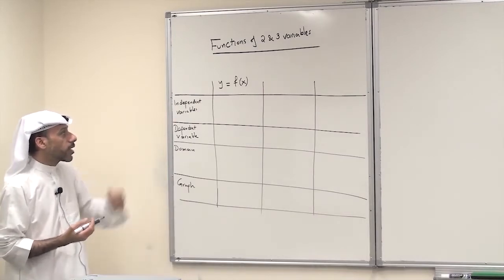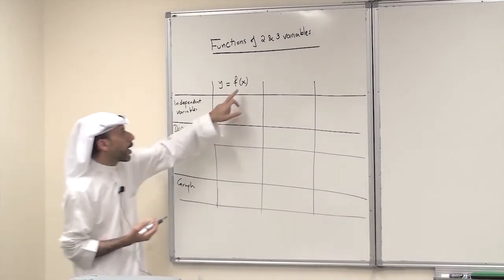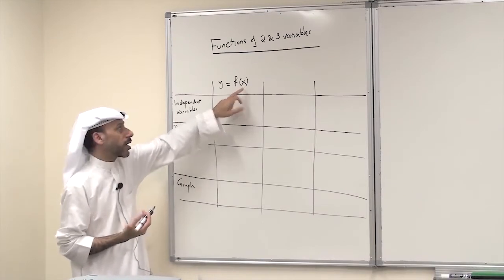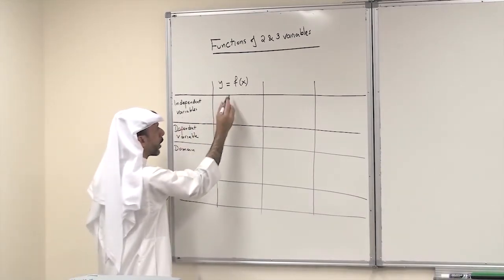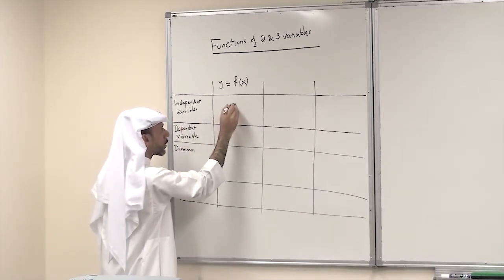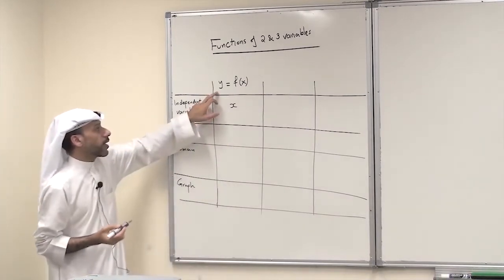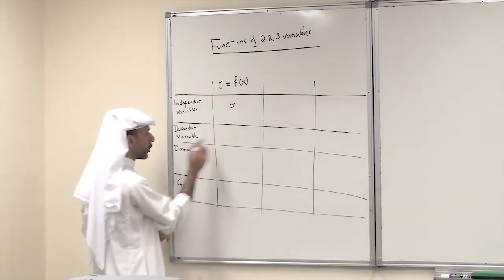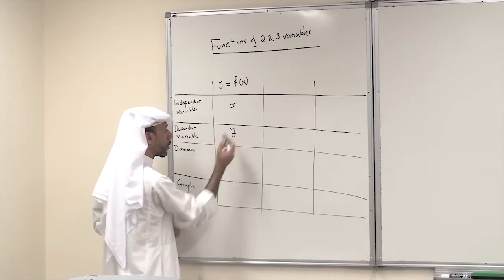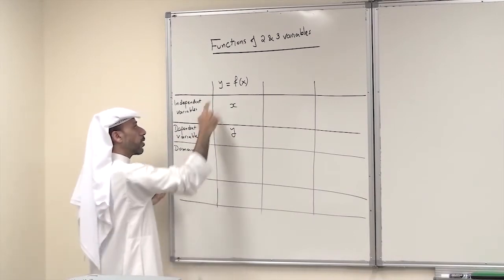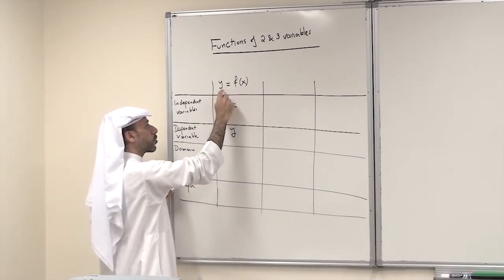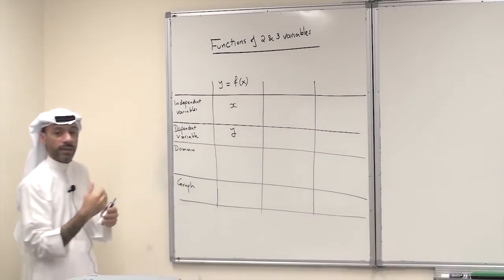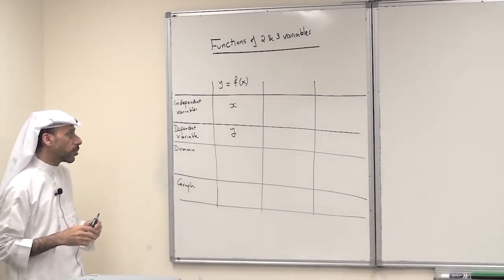When you write y equals f of x, we call x the independent variable. So here the independent variable of the function is x, and we call y the dependent variable. So the dependent variable is y. Here really y depends on x. So y is called the dependent variable and x is called the independent variable.